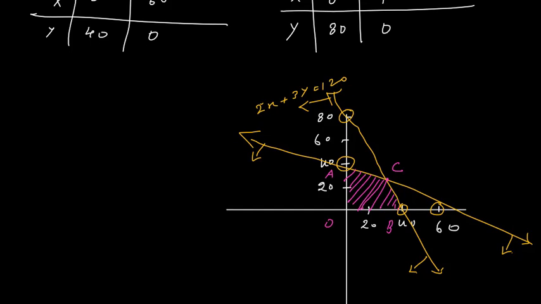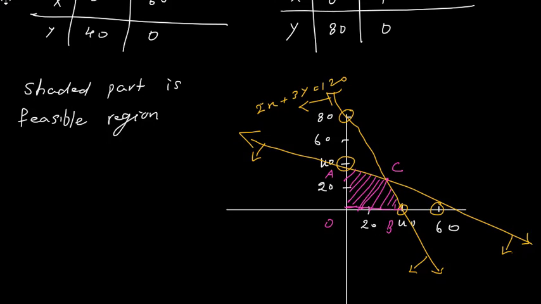Now this area, you can see that this area is completely closed one. So this is called feasible region, bounded feasible region. Okay. So here coordinate of point A, O, B we know, but coordinate of point C we don't know. So here I will say that the shaded part is the feasible region and corner points are there.